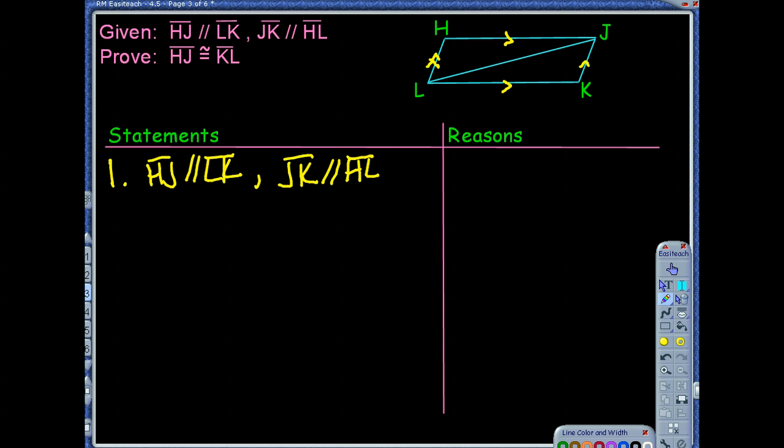When I think about parallel lines, I often think about looking for special angle pairs. We're trying to prove that HJ, the segment here, is congruent to KL. We want to prove that they're congruent. We know that they're parallel, we just don't know that they're congruent yet. Now, if you notice, they are parts of what? Two triangles.